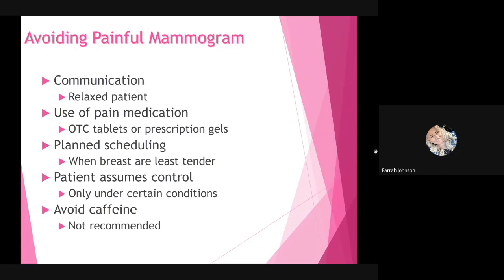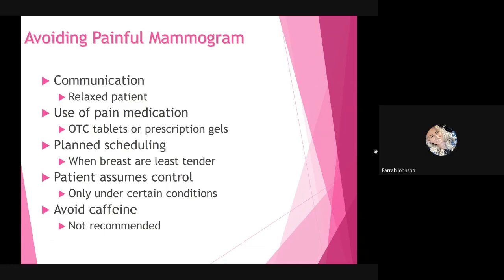You want to avoid giving them a painful mammogram. So, once again, communication is important. You want to make sure that the patient is as relaxed as possible. You can use pain medication, so OTC tablets or prescription gels can be used. Where I worked in mammography, we did not typically use pain medications, but know that it may be a possibility depending on where you work.